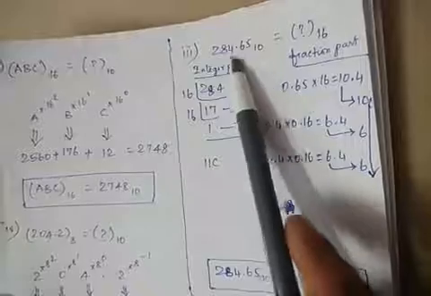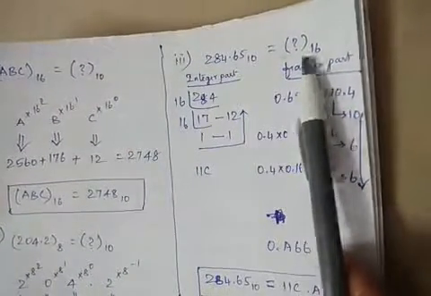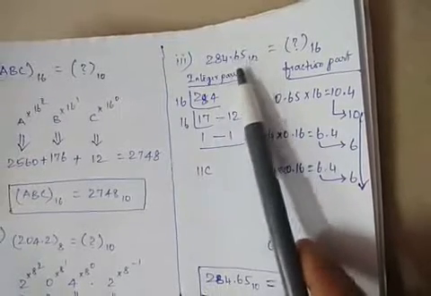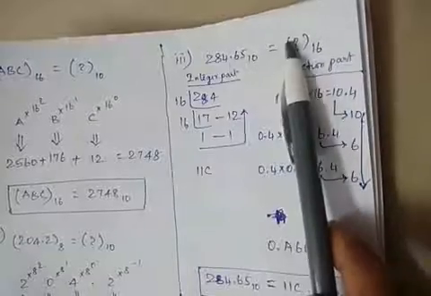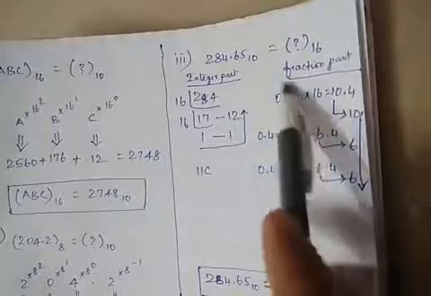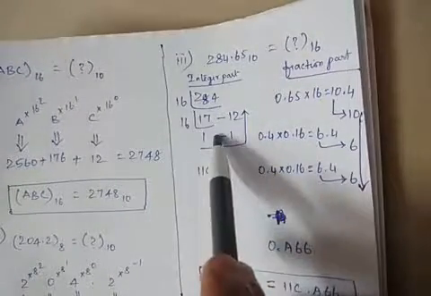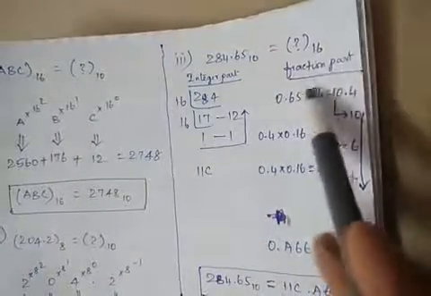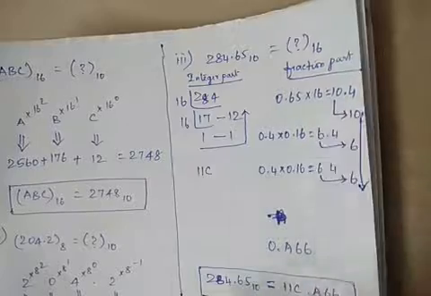Next, third problem, a decimal number is given, we need to calculate the hexadecimal. So 284.65. Whenever a decimal is given and we need to convert decimal into any other number system, the method is you have to take the integer part separately and the fraction part separately. For the integer part, divide by the particular radix number, and for the fraction part you have to multiply the fraction with the radix number.